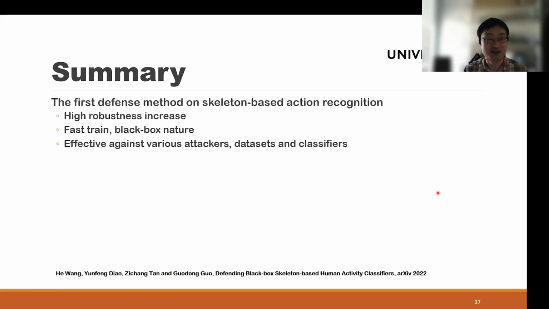I'm just aware of time, so a very short summary. We proposed the first defense method on skeleton-based action recognition. It has a really high robustness increase, and it trains very fast. It has a black box nature, and it's very effective against various attackers, across data sets and across different classifiers. Oh, by the way, this piece of work, the defense method, is still under submission, so I'd prefer if you don't share it with others. Well, not exactly, technically speaking, we have uploaded this to arXiv, but not with the full details.